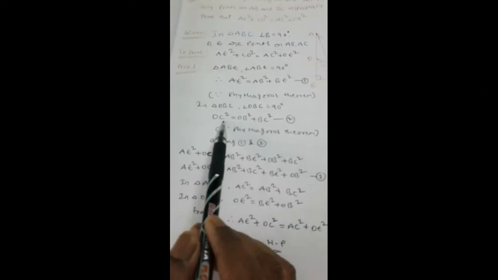First consider AE in triangle ABE. Angle B equals 90, so by Pythagoras theorem, hypotenuse square equals base square plus height square. So AE square equals AB square plus BE square. This is the first equation. Next, for CD we consider triangle DBC, angle DBC equals 90. Same Pythagoras theorem: DC square equals DB square plus BC square.